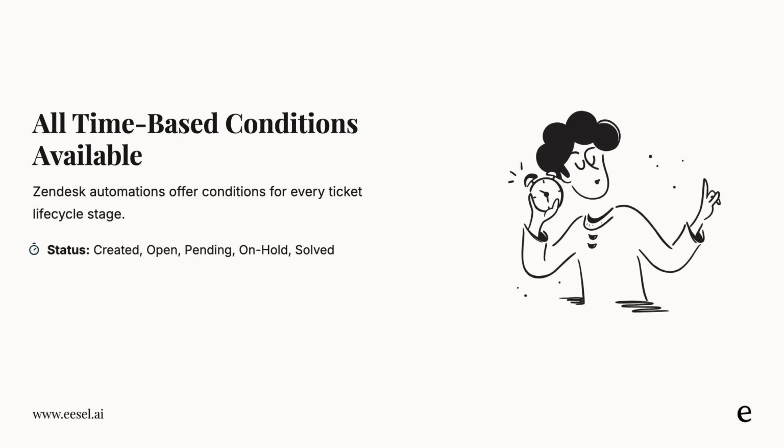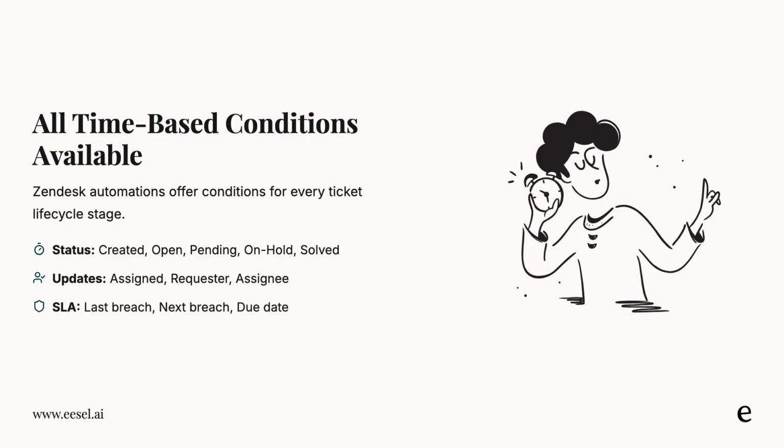Zendesk gives you a full set of hours since conditions. You can track time by status like created, open, pending, and solved. You can track updates by requester or assignee, and you can even monitor SLA breaches and due dates.